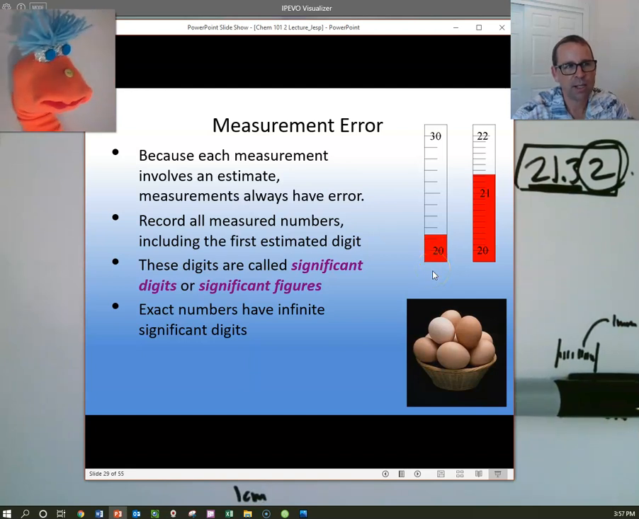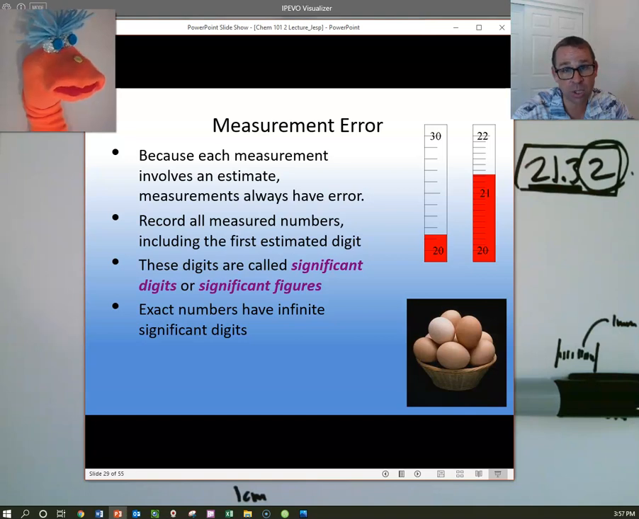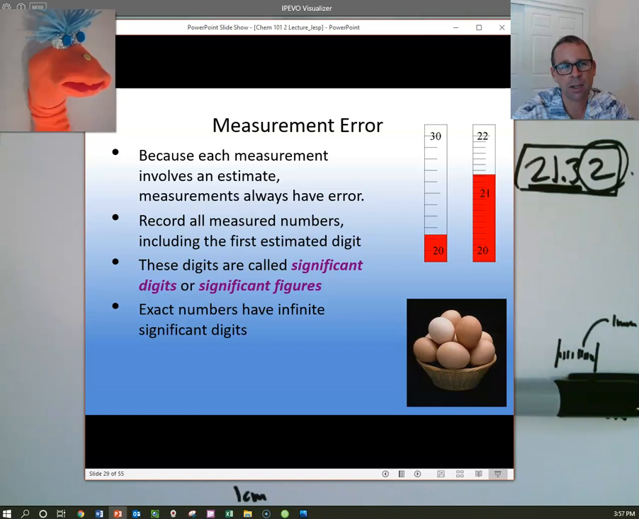Some numbers, like a dozen eggs here, for example, are exact, and they won't limit the number of significant figures. So 12 inches in a foot, 2.54 centimeters in an inch, those numbers won't limit the significant figures in any measurements, because they're exact numbers.